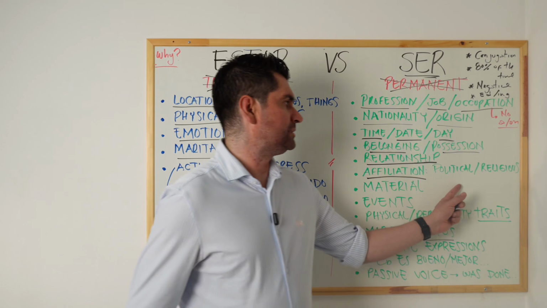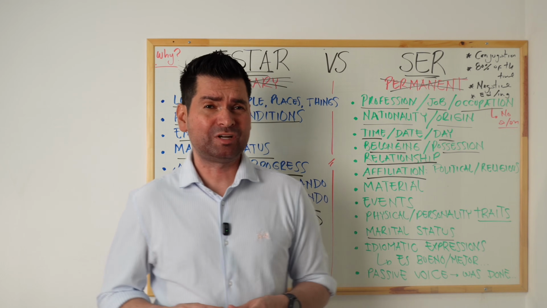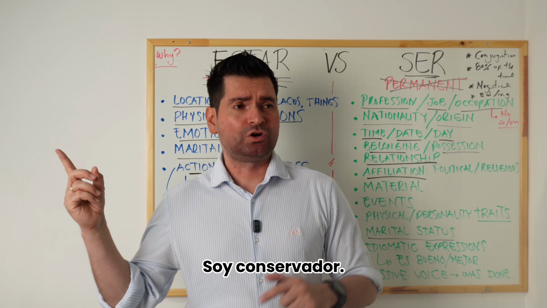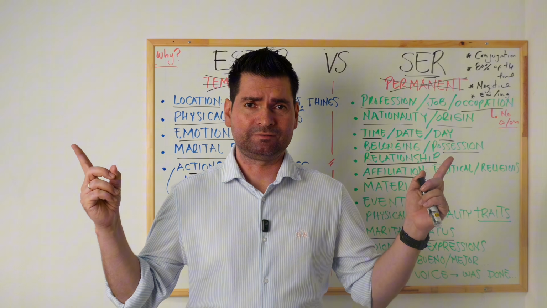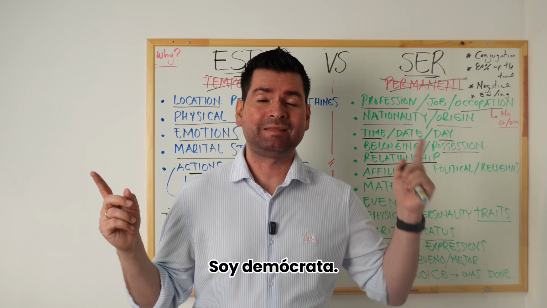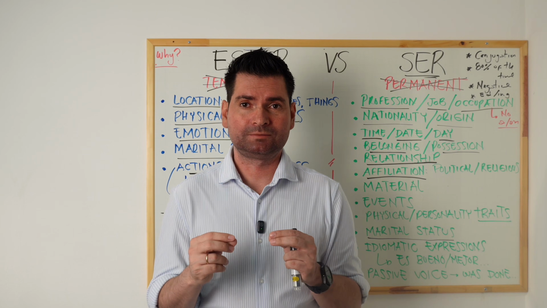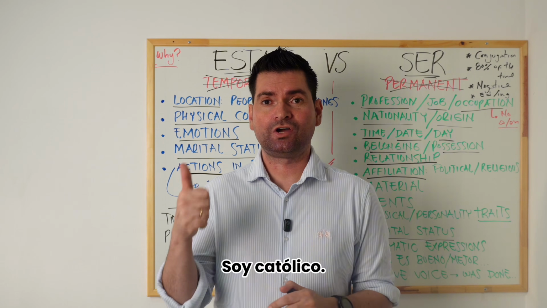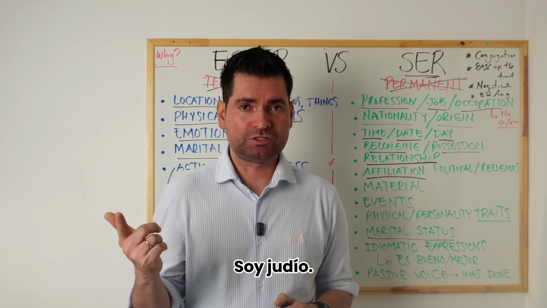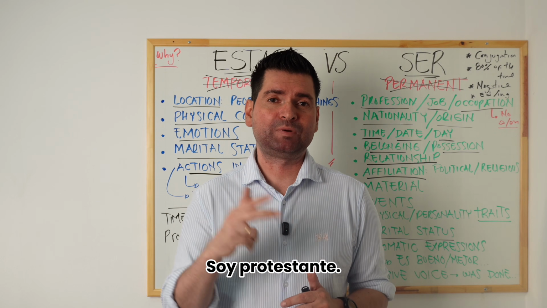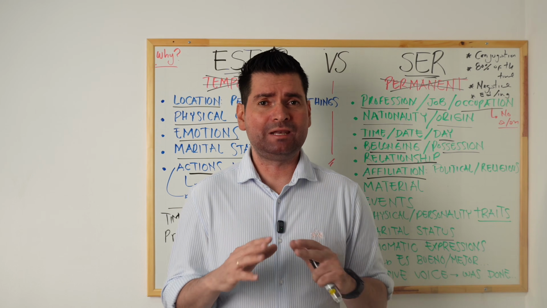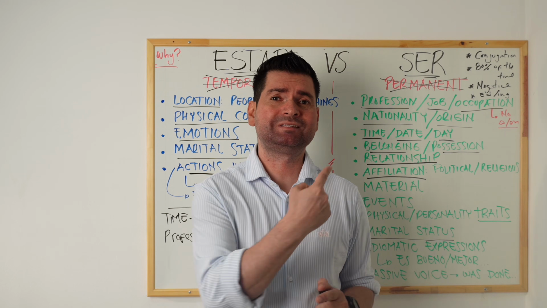Affiliation, political or religious. For example, there is soy liberal, I am a liberal. Soy conservador. I am a conservative. Or soy republicano. I am a Republican. Soy demócrata. I am a Democrat. So political. Religious. You can say, soy católico. I am a Catholic. Soy judío. I am a Jewish. Soy protestante. I am a Protestant. Soy anglicano. I am an Anglican. Any religious affiliation is used with ser.